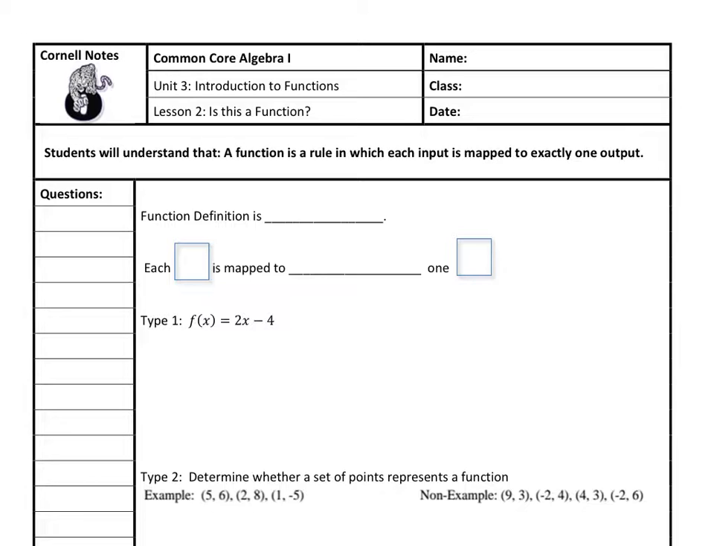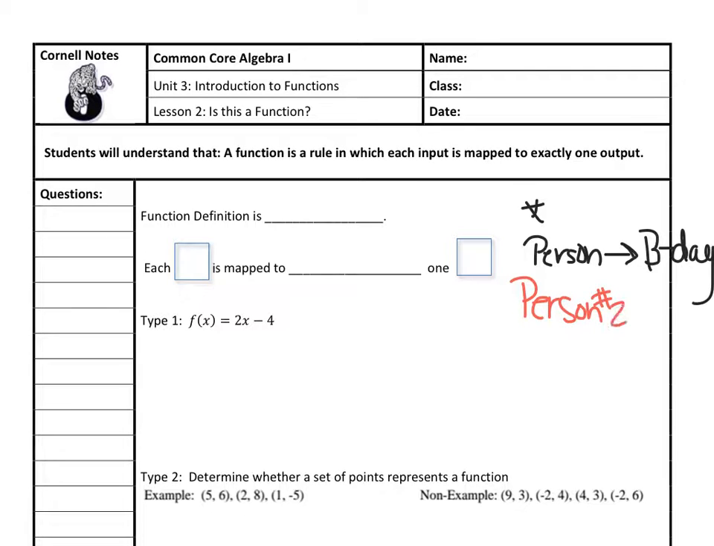So I want you to jot this down as an example. A person, let's say person 1, gets mapped to just one birthday. But other people, so let's say person number 2, can have the same birthday as me. And then a third person, if they want, can have the same birthday as me. So if you're ever confused as to whether something is a function or not, you can go back to this example. People mapping to birthdays is a function.